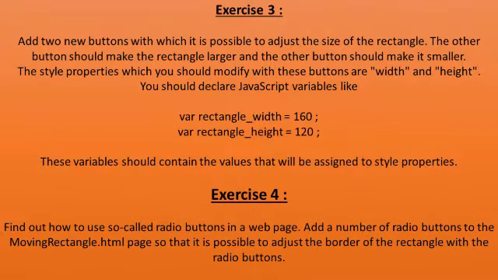Exercise 3. Add 2 new buttons with which it is possible to adjust the size of the rectangle. The other button should make the rectangle larger and the other button should make it smaller. The style properties which you should modify with these buttons are width and height. You should declare JavaScript variables like var rectangle_width = 160; var rectangle_height = 120; These variables should contain the values that will be assigned to style properties.